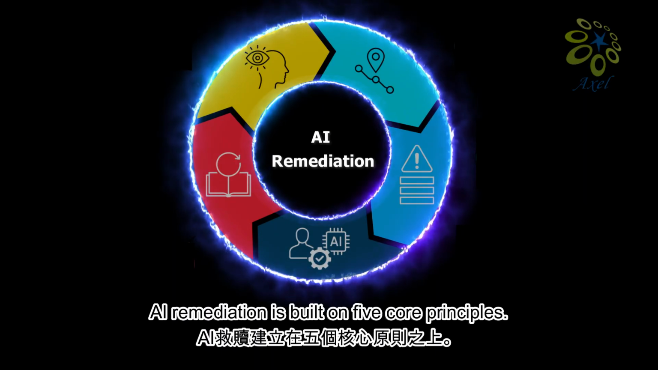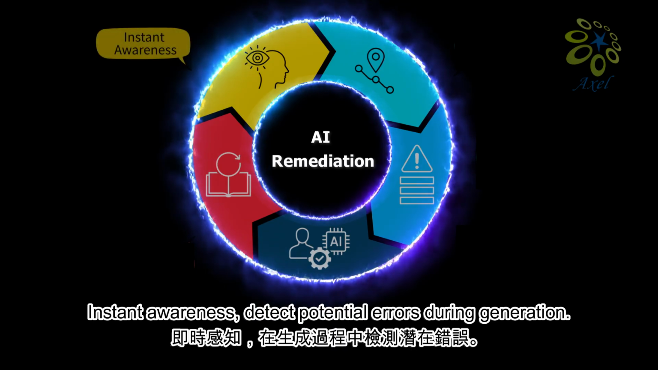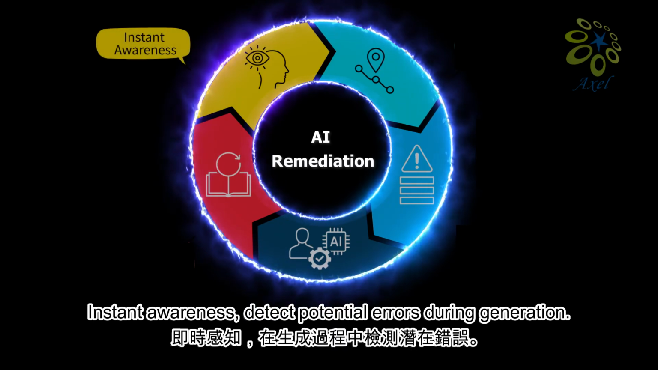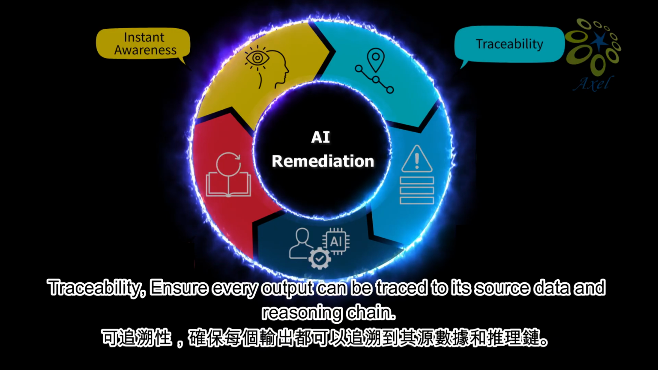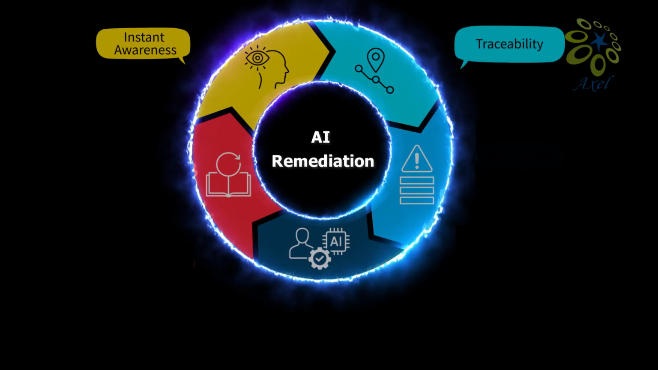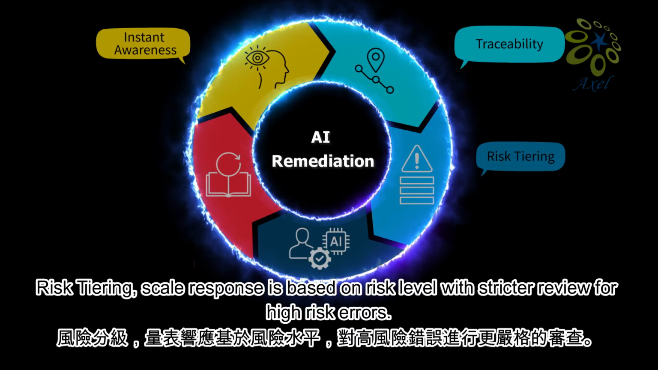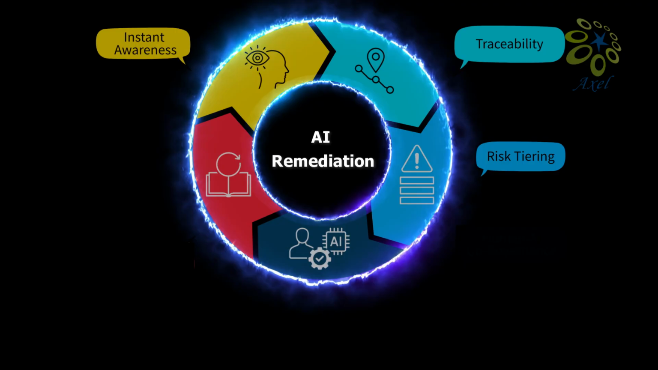AI remediation is built on 5 core principles. Instant awareness. Detect potential errors during generation. Traceability. Ensure every output can be traced to its source data and reasoning chain. Risk tiering. Scale responses based on risk level, with stricter review for high-risk errors.